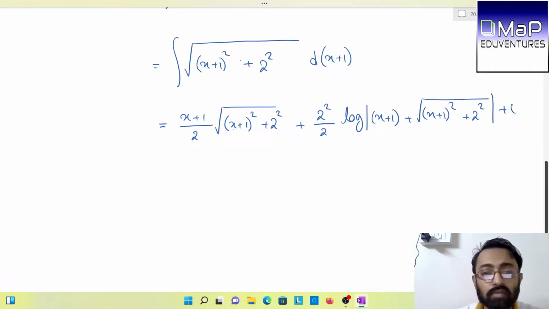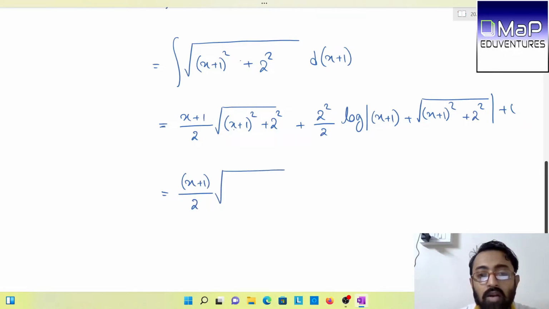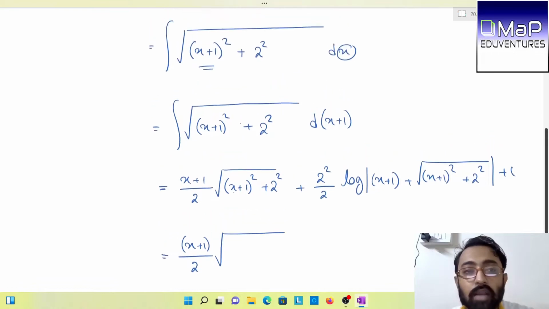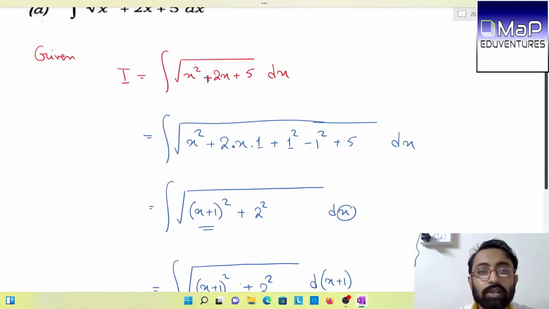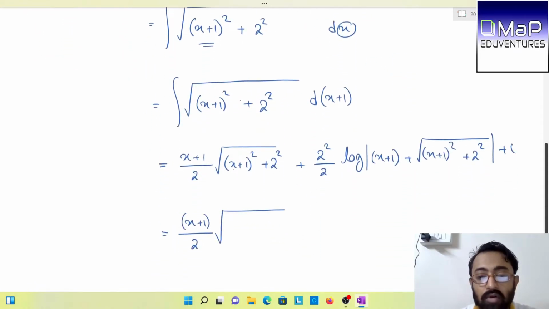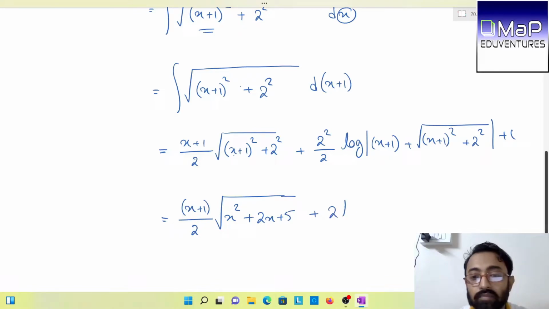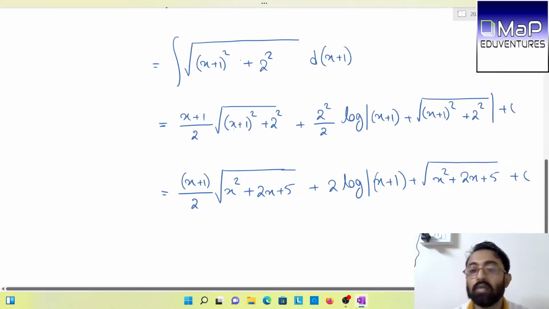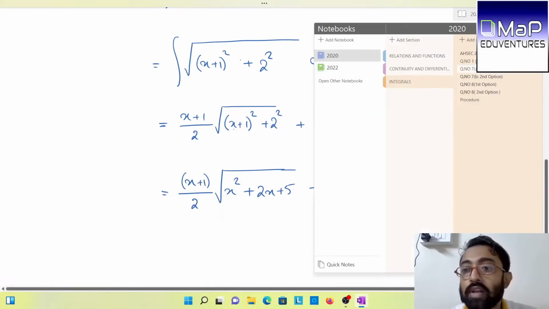Now let us do some simplification. Now x plus 1 whole by 2 divided by under root. You can write here x square plus twice x plus 5 because of the completing square. All right, so this will be our final result. Okay, let us go to the next question.